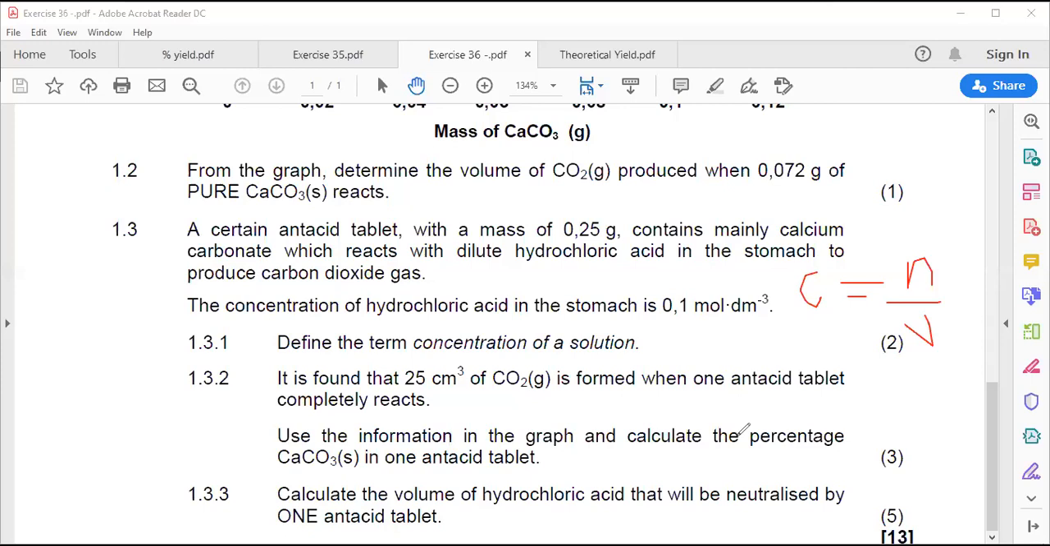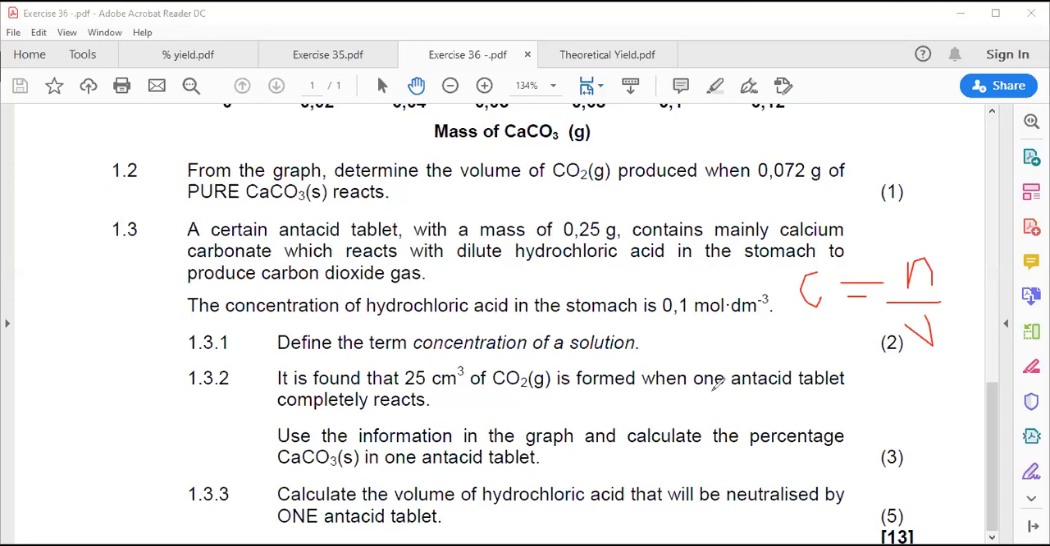The next one says... please, can you repeat that? Okay, it is the number of moles of solute per unit volume. Yes. Okay, right, we move on to the next one, 1.3.2.